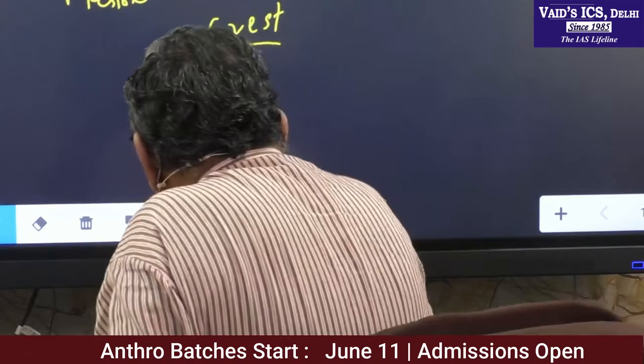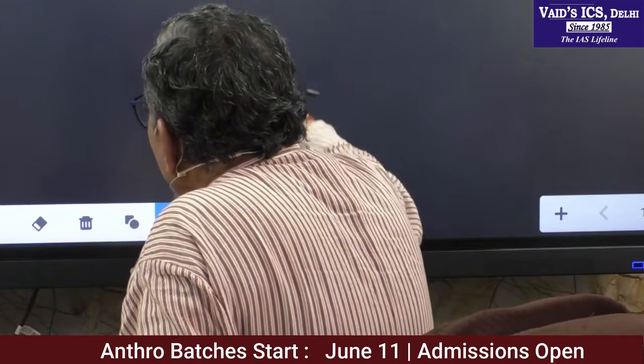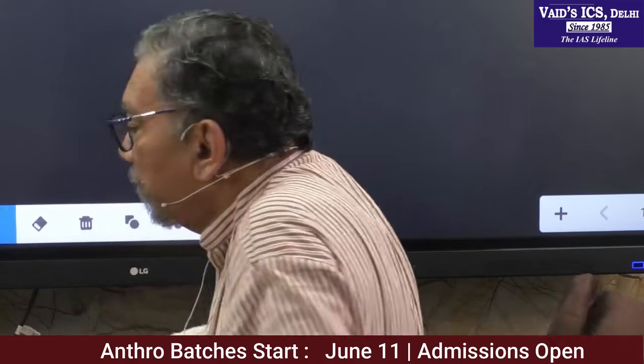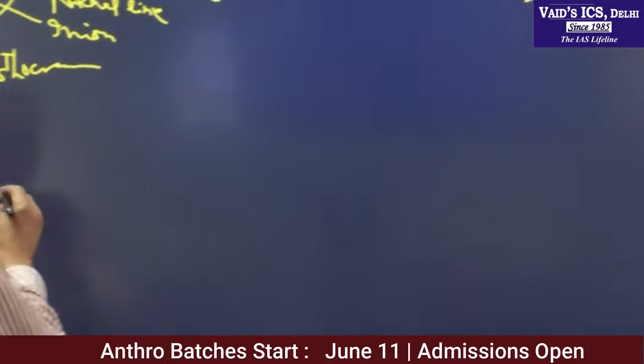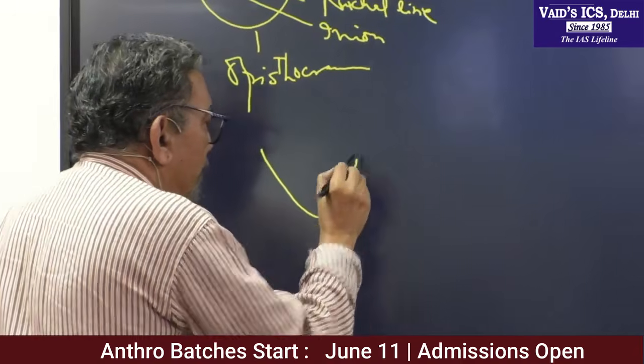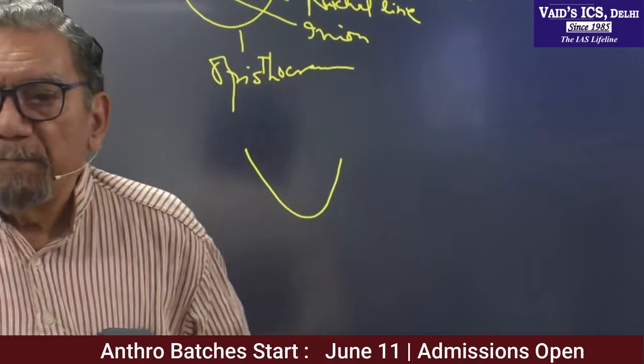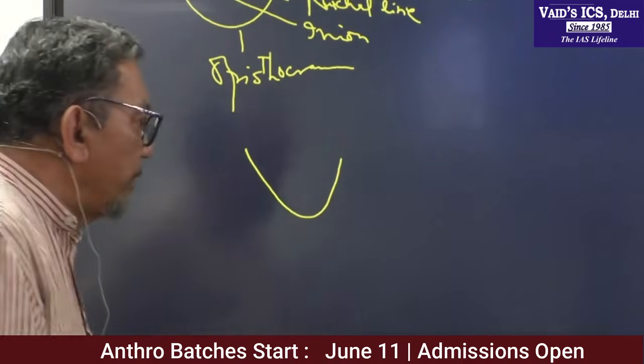Then we come to teeth. The shape of arrangement of teeth is called dental arcade. And this shape is that of a parabola in humans. In apes it is U-shaped.